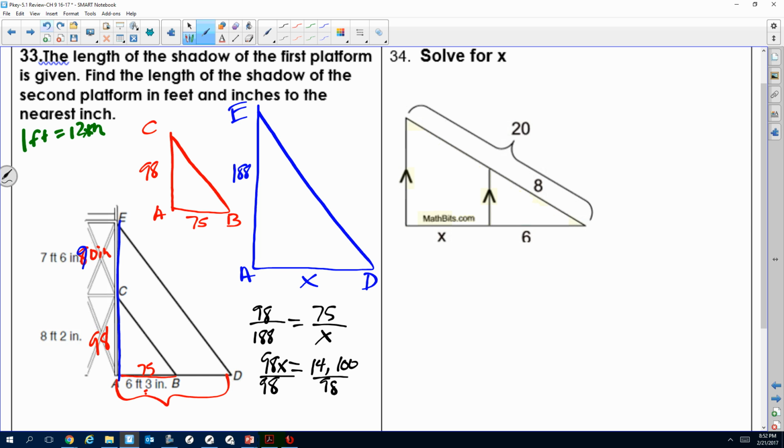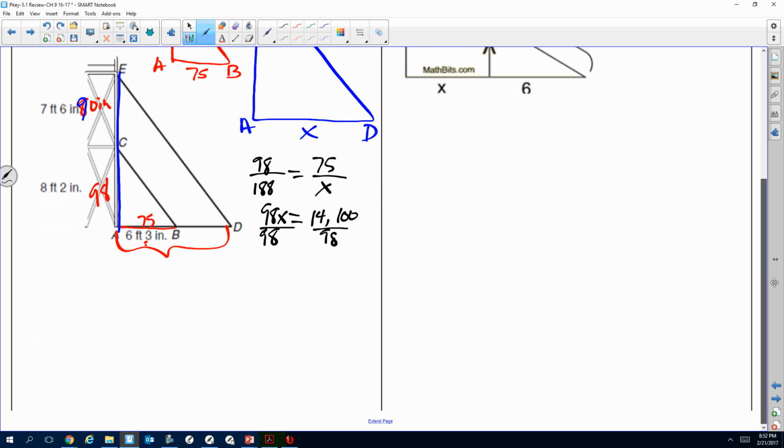I'm going to scroll up just a little bit. And this is what I was talking about. X equals, when I simplify this, this is going to be 70, 50, or 49. Okay? Now, it says find the length of the shadow of the second platform in feet and inches to the nearest inch. So I want to do this to the nearest inch.